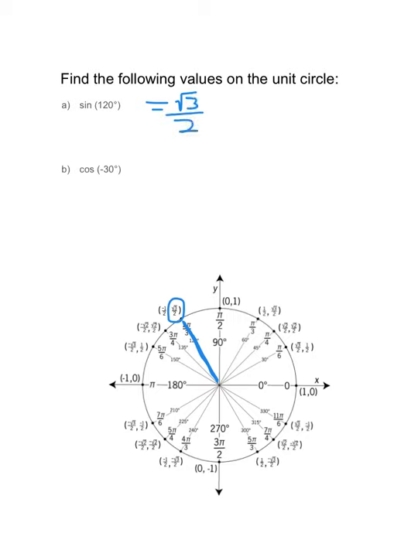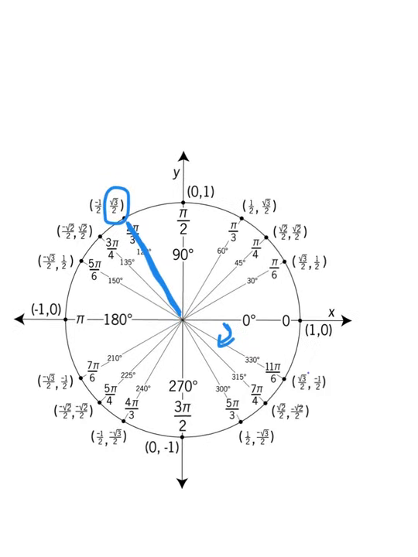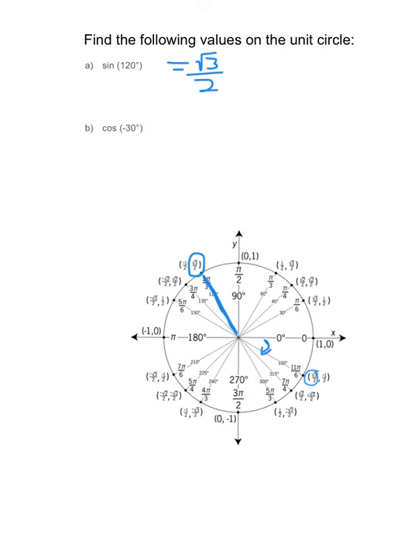What about cos negative 30? Well, that's a negative angle. That means I start here and go that way. I remember that this is 360, so if I take 30, I'm going to get to 330. Cos of negative 30, just go down 30. It's going to be that value there, root 3 on 2 as well.